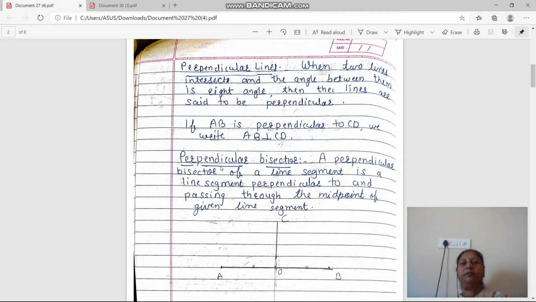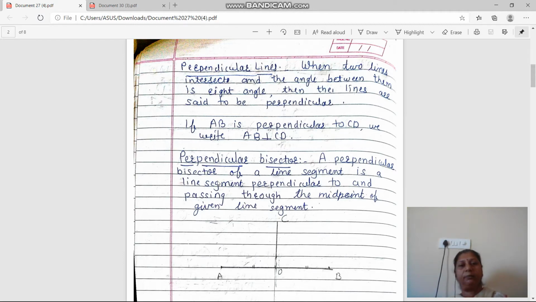Then we have to study about the perpendicular bisector. See here, the name explains itself. Bi means two and sect means divides. Perpendicular bisector means when one line or line segment cuts another into two equal segments. Bi means two, with equal segments. Such a line is called a bisector. So let's see the definition.